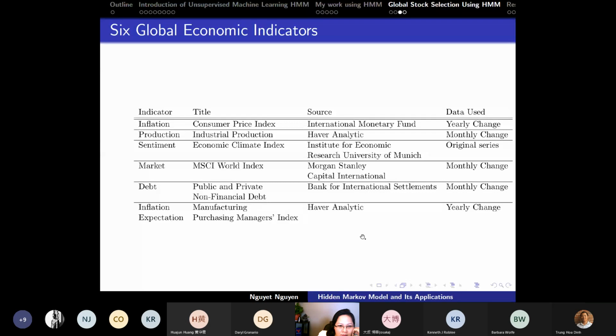And then we need to define the global economic indicators. For the global economic indicators, we consider inflation, production, sentiments, the market, debt, and manufacturing. So this is the title of all the 6 global economic indicators. These 6 global economic indicators will be the input for the hidden Markov model.